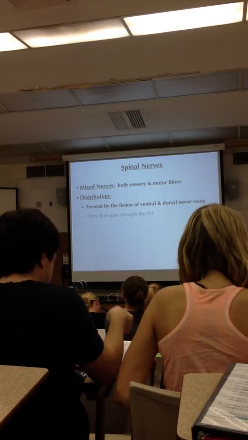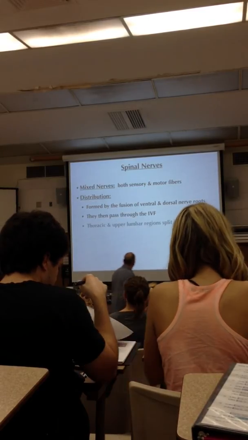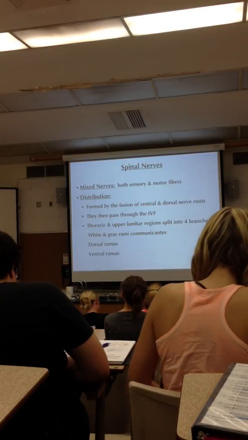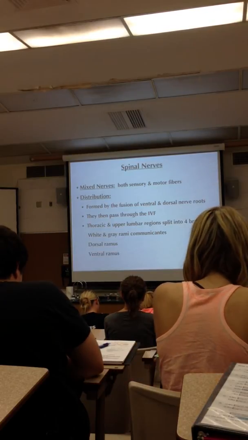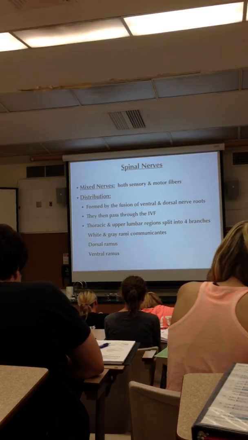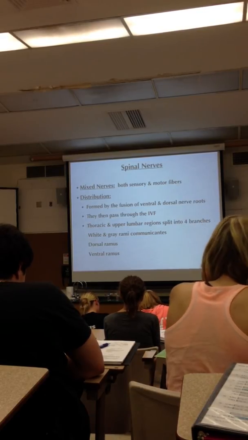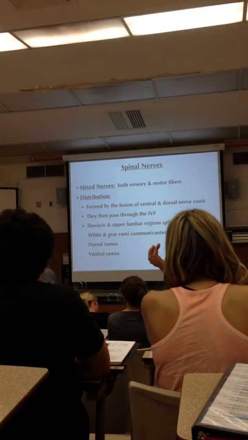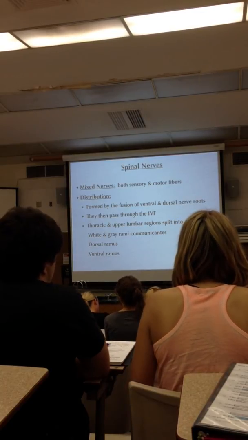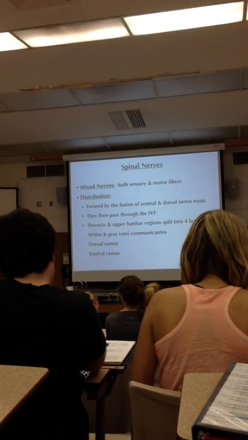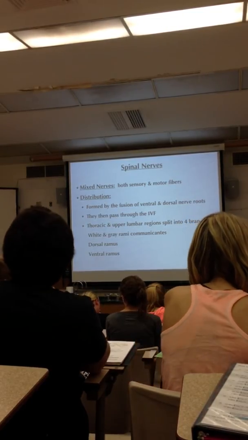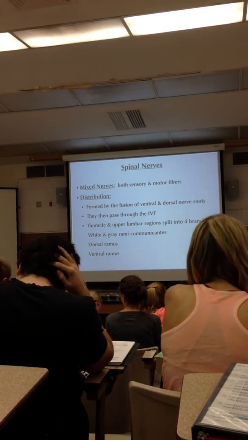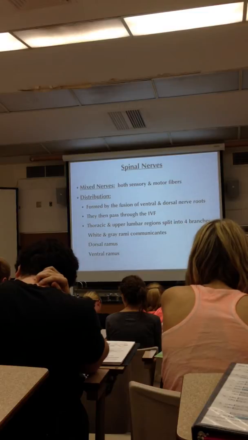So, if you remember, when you came out of the spinal cord, you had those roots, a ventral root and a dorsal root. The dorsal root was carrying what? Sensory. In the ventral root, motor. Which one had a bulge in it, a ganglia? Dorsal root ganglia, okay? So those combine to form the spinal nerves, okay?